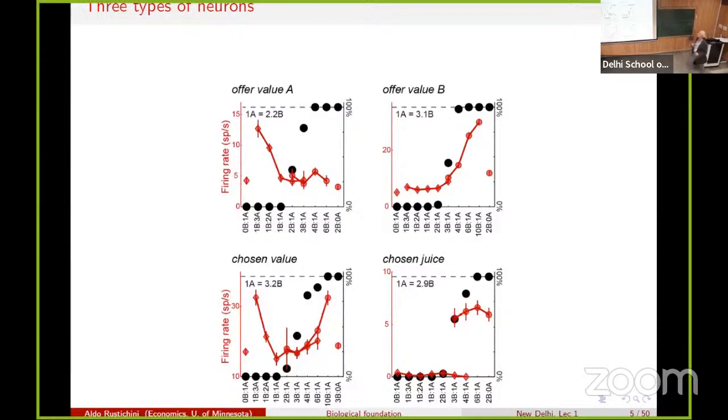Then there is a different neuron. So there is a neuron here, which is the A neuron. There is another neuron here, which is the B neuron. Then there is another neuron here, which is the chosen value. And then there is another neuron here, which is the chosen juice. 4 types of neurons. Is that okay? That's a regularity that we have.